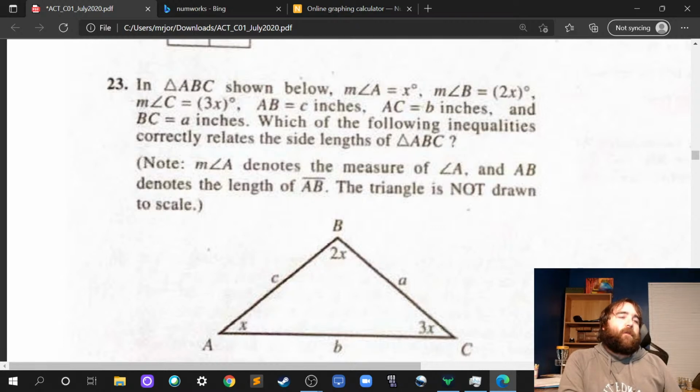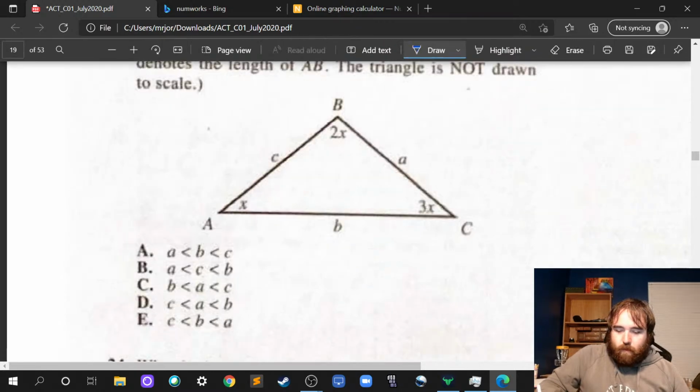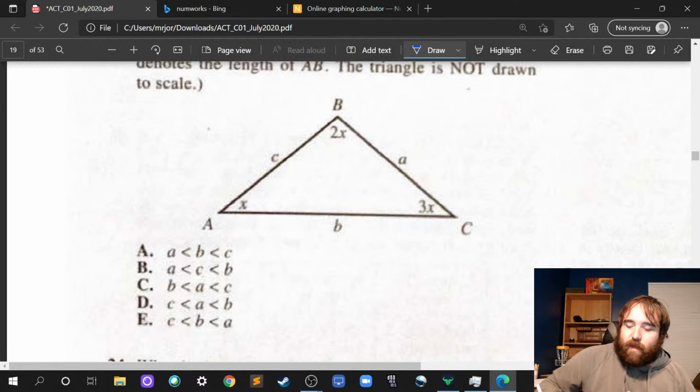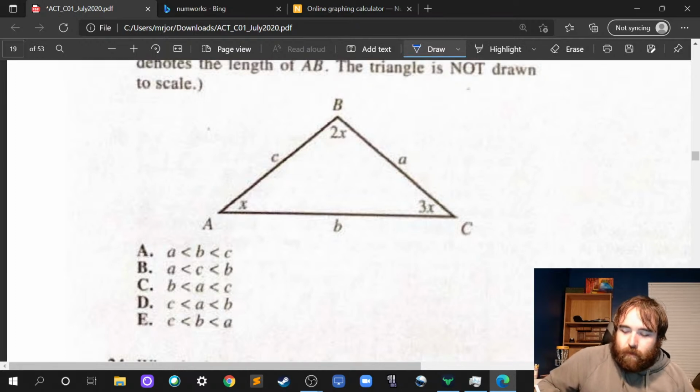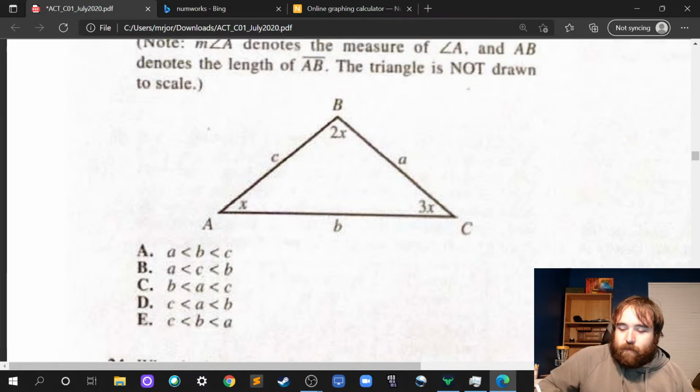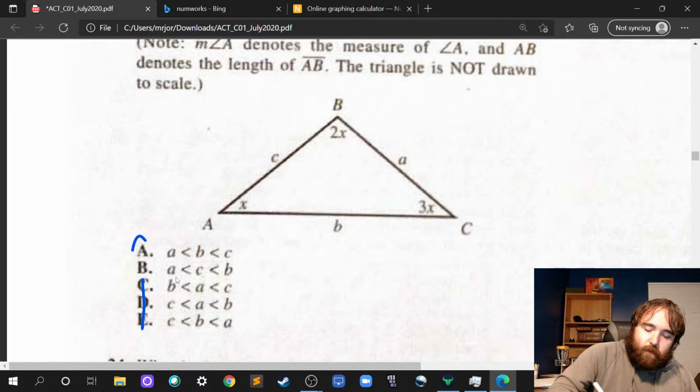Oh, see, they usually do label stuff, though. You don't have to read that entire thing because they label it. Oh, yeah, you don't have to read anything. You just have to know that the smallest side is across from the smallest angle. So A is the smallest, and B is the second smallest.